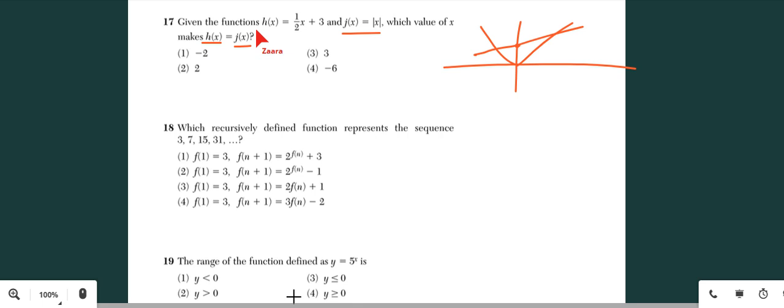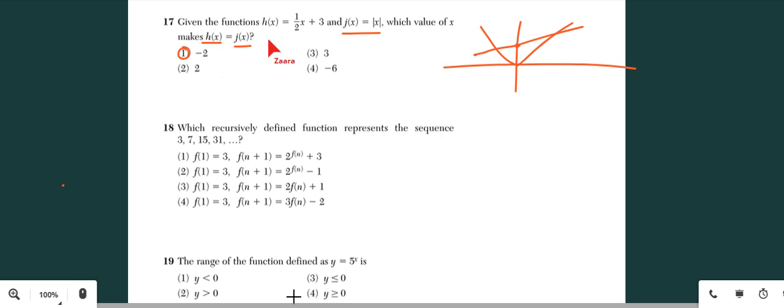Yeah, they will meet at two different points, so we have to look at the points that we are given. At negative 2, this function will give us 2, and this will become positive 2. So they both coincide at negative 2. Okay, they both coincide at negative 2.